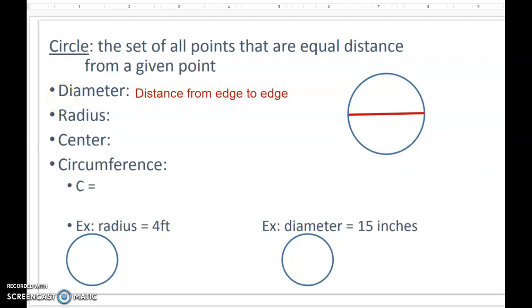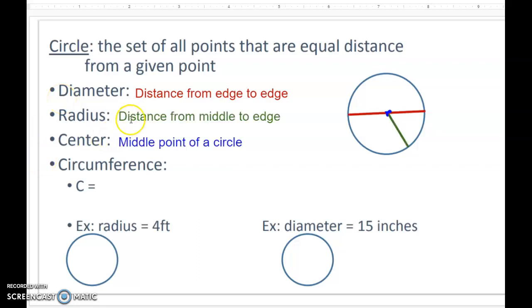Okay, next we're going to look at radius. So the radius is the distance from the middle to the edge. This to me kind of looks like we have a half circle. It's only going into the middle. Maybe that will help us. The radius, you could think of it going from edge to middle.